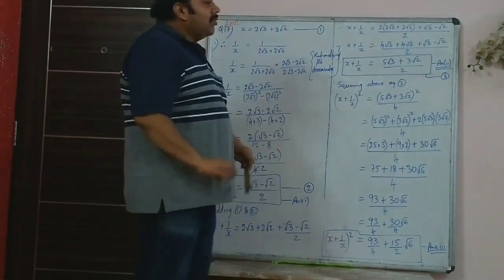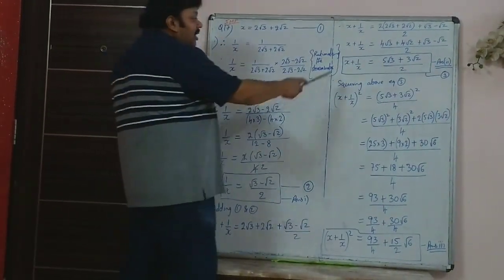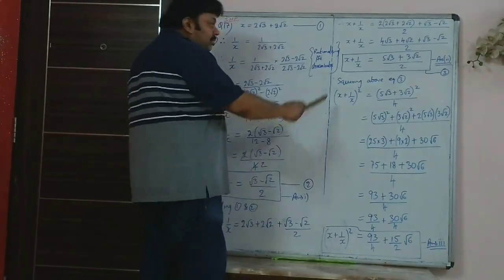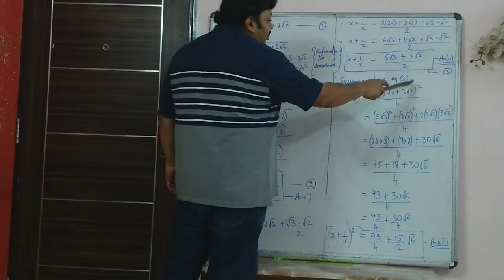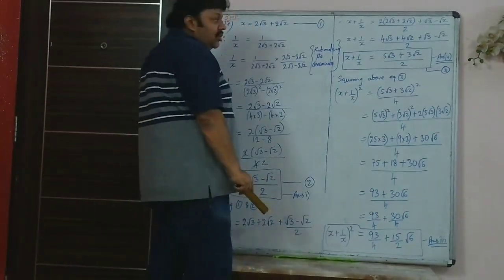This is x plus 1 by x. And the last, they have asked you to square this: x plus 1 by x the whole squared. So the numerator squared, the denominator squared becomes 4.